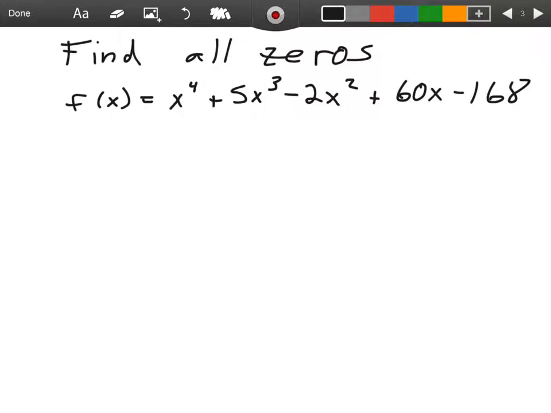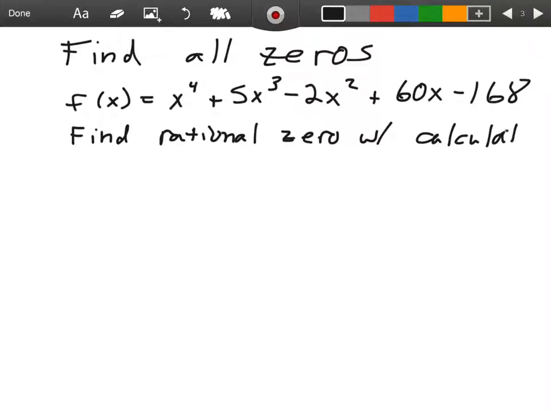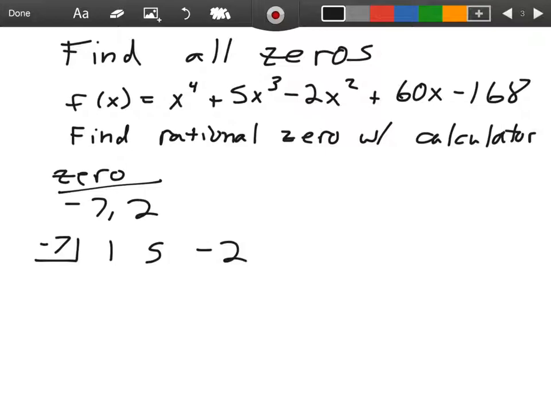So the very first thing to do is find rational zeros with the calculator. And like I said, I'm going to post a video on how to find it with the calculator. And when we do that, we find those zeros to be negative 7 and 2. I already know those are zeros because I confirmed it with the calculator, but I can do synthetic division to simplify.